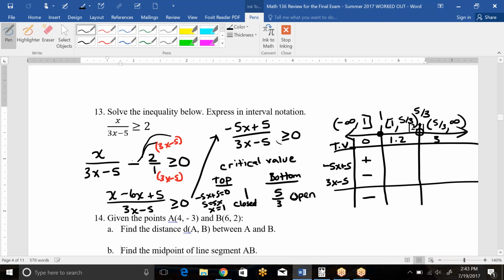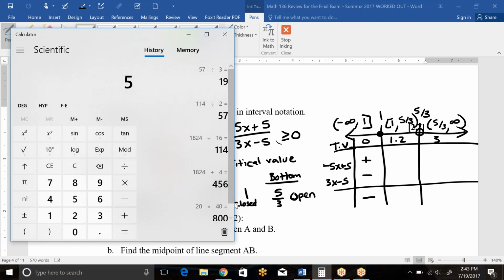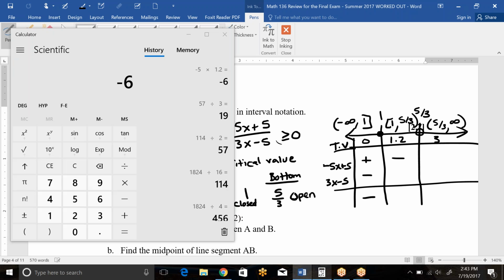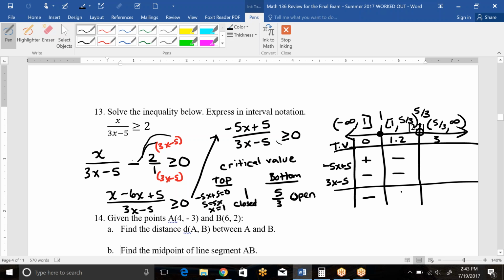1.2 times -5, so -5 times 1.2, and then that's -6 plus 5 would be negative. 1.2 times 3 is 3.6 minus 5. It's going to be -1.4, so that's a negative. Two negatives make a positive. This would be -15 plus 5, that's going to be negative. And then 9 minus 5 is going to be positive. So that's a positive and a negative, which makes a negative.